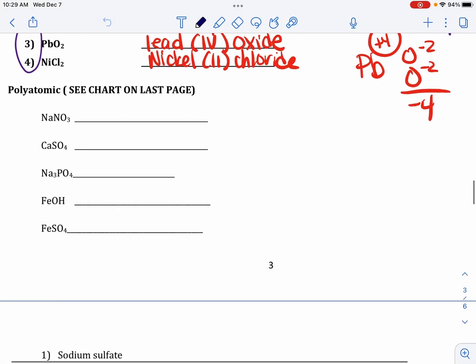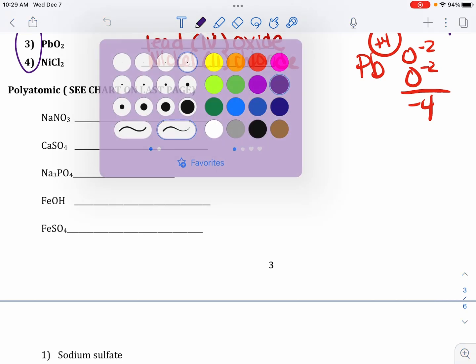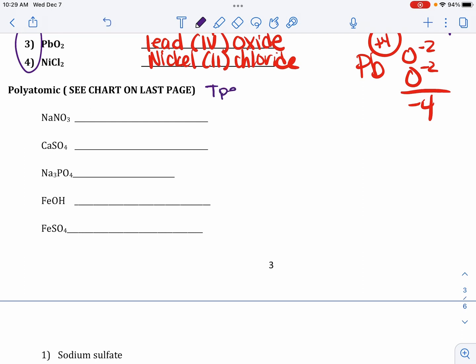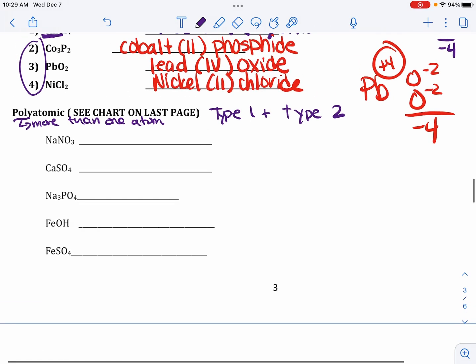All right, so now we're going to go through nomenclature of polyatomics. These can be used for both type 1 and type 2 naming systems. Poly means more than one atom. All the ones that we've previously been doing are what we call monoatomic, because they're all just singular elements like nickel and chlorine. These are going to include polyatomics.